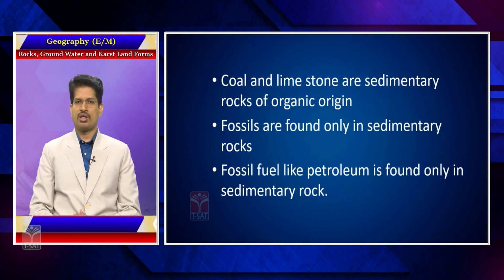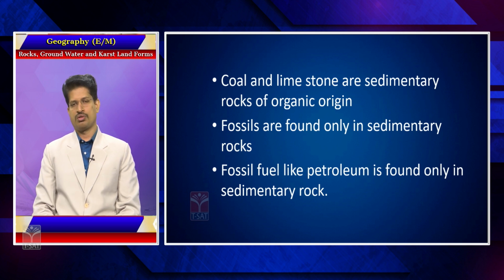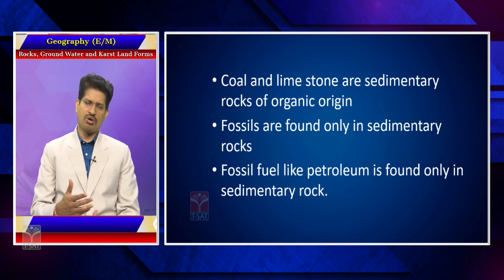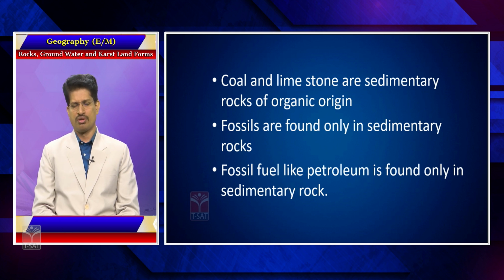Coal and limestone are sedimentary rocks of organic origin. So, why have these two stones been classified as organic rocks? Because coal, for example, which is used as a fuel, is converted into anthracite and graphite through the metamorphic process.